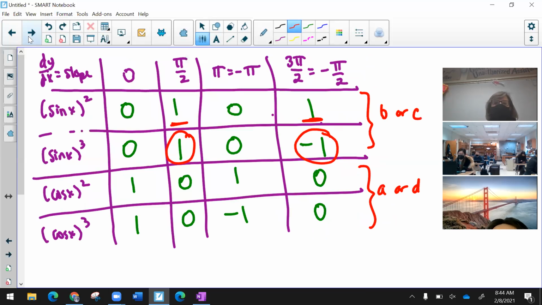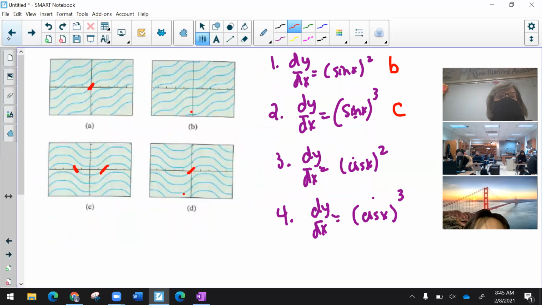And we can do a similar analysis for A and D. So again, if we look at one side or the other of the origin, we find for cosine squared x that we're always going to have a positive slope. So if we go back and compare A and D, A always has positive slopes. So number 3 is going to be A.